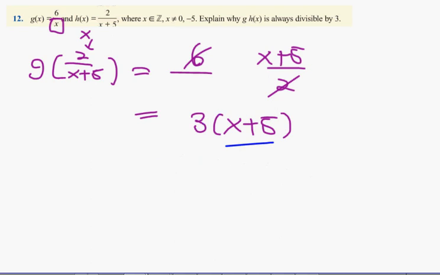Any number you pick, x equals 0, you get 15. x equals 1, you get 18. x equals 2, you get 21. All these numbers are divisible by 3. That's because you're multiplying whatever answer you have by 3. Therefore, it's divisible by 3. Okay?